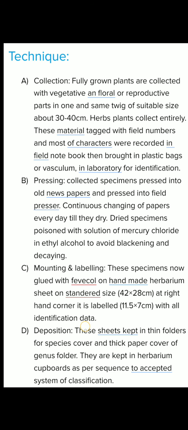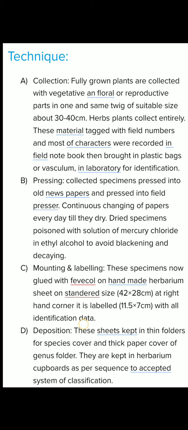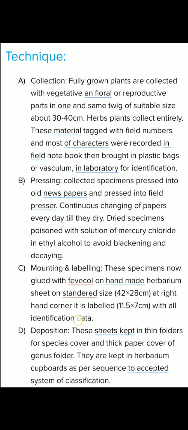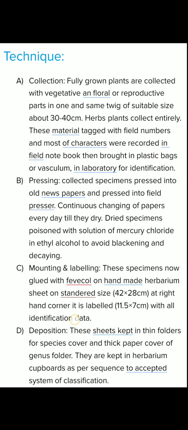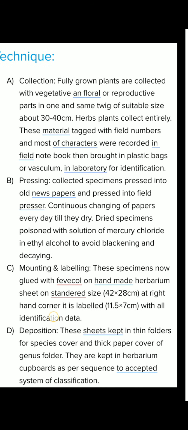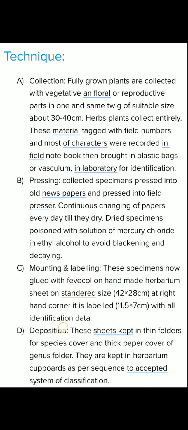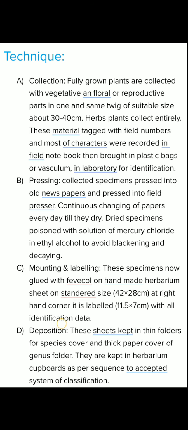These materials are tagged with field numbers, and most of the characters are recorded in the field notebook. They are then brought in plastic bags or a vasculum to the laboratory for identification using a number of taxonomic tools such as manuals and floras. The second point is pressing.